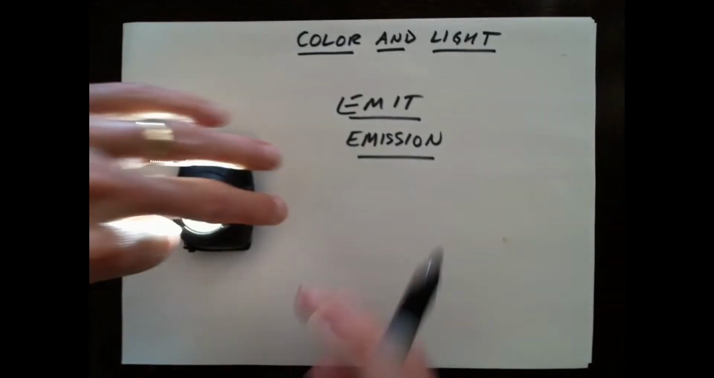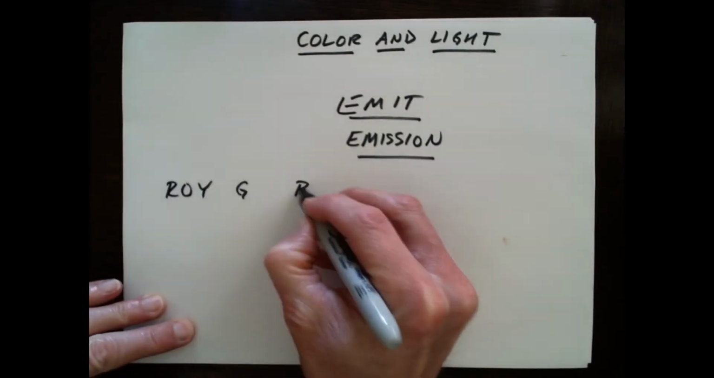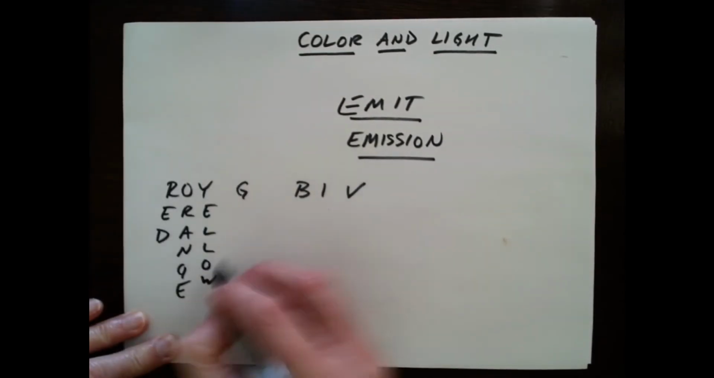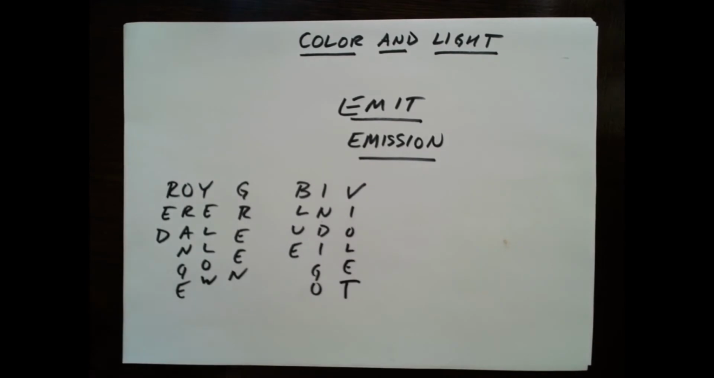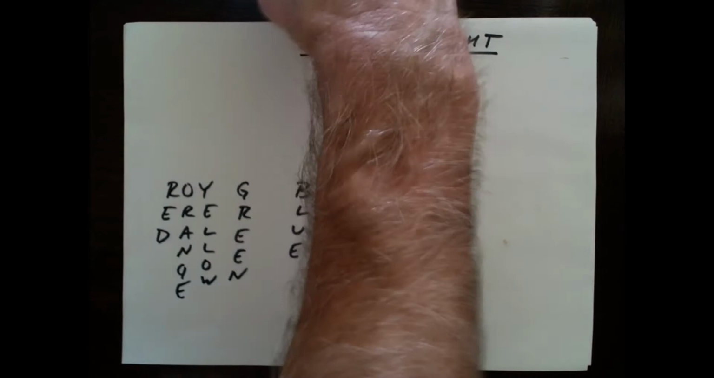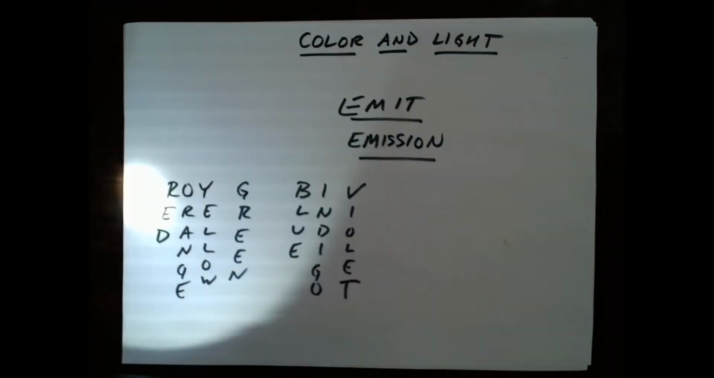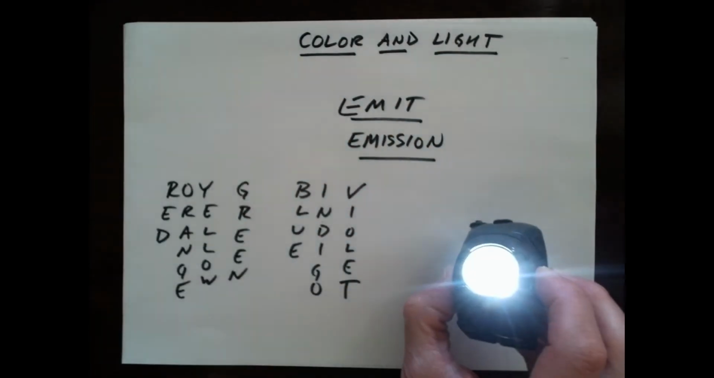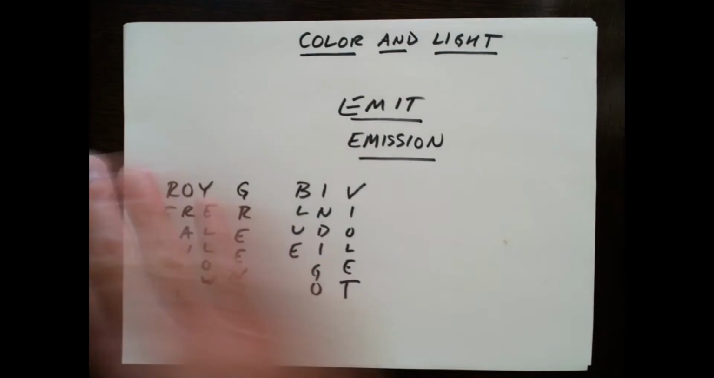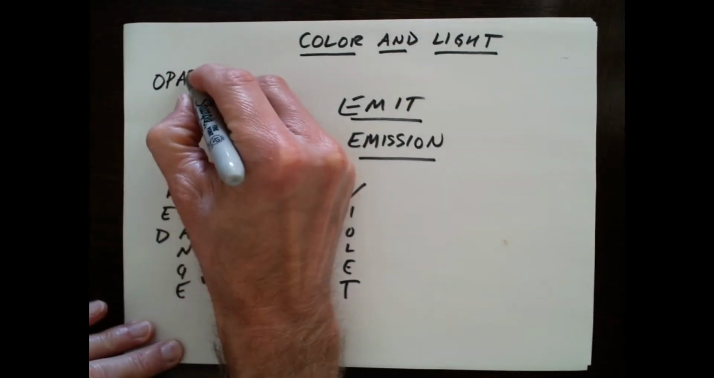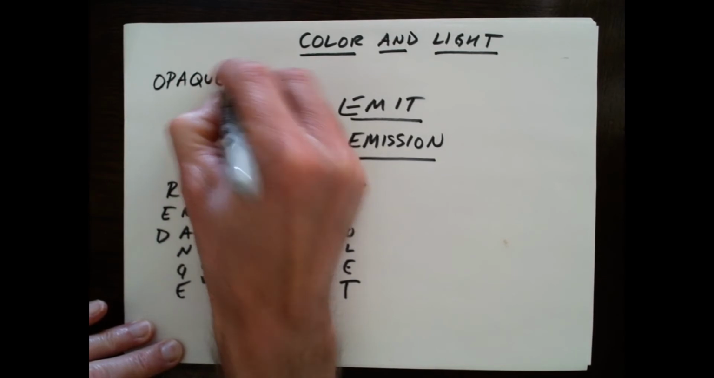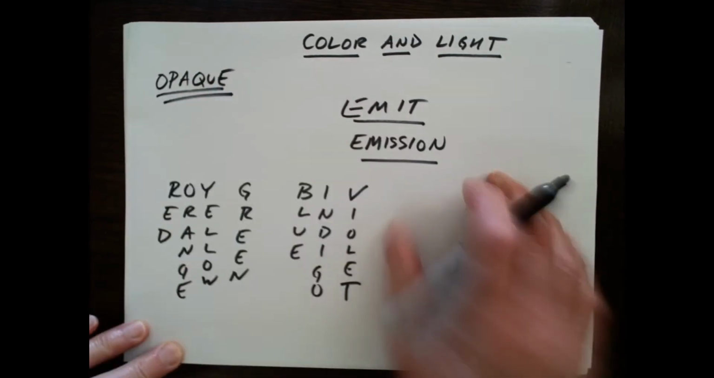Roy G. Biv, right? We sometimes call it that. Red, orange, yellow, green, blue, indigo, violet. All these colors, all the colors of light, are given off by white light. And objects that are opaque, that means light cannot pass through the object, like this piece of paper.